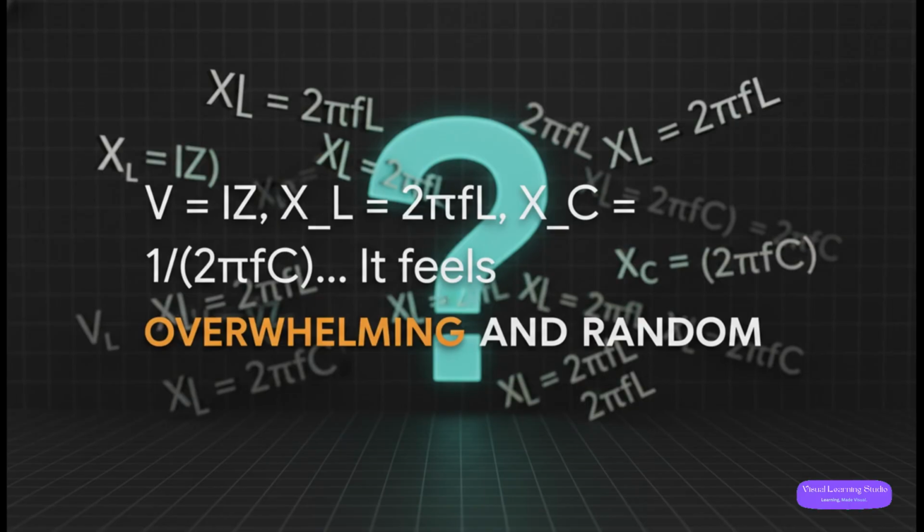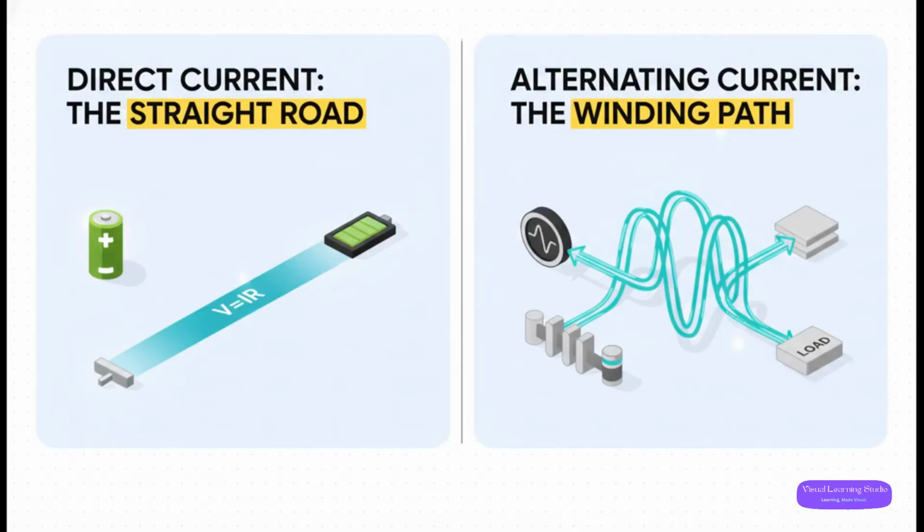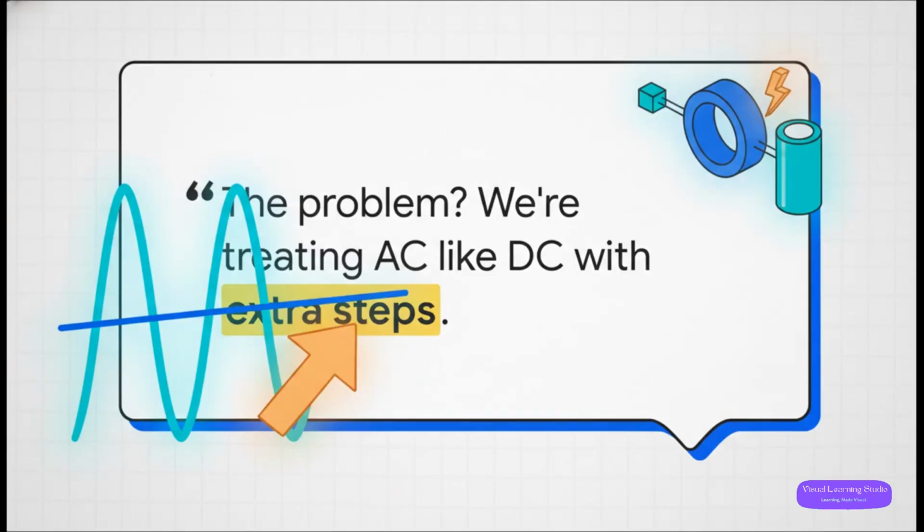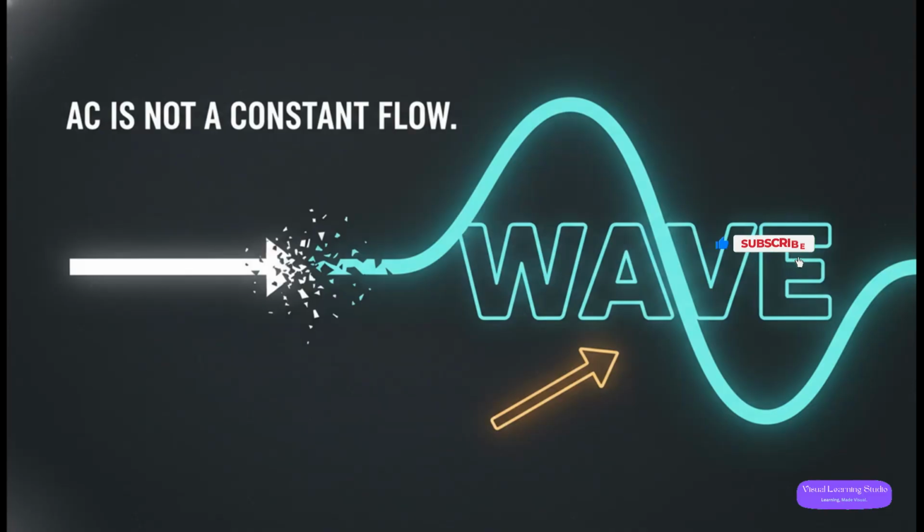I know that feeling. We try to use our simple DC logic, but AC, well, it just plays by different rules. Here's the thing. That's the core misconception, and this one point changes absolutely everything. Once you see AC not as a flow, but as a wave, the puzzle pieces start to fit.